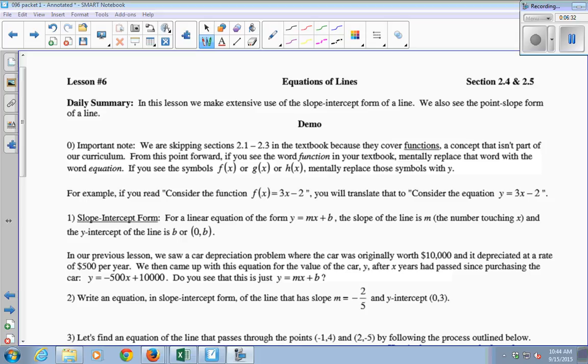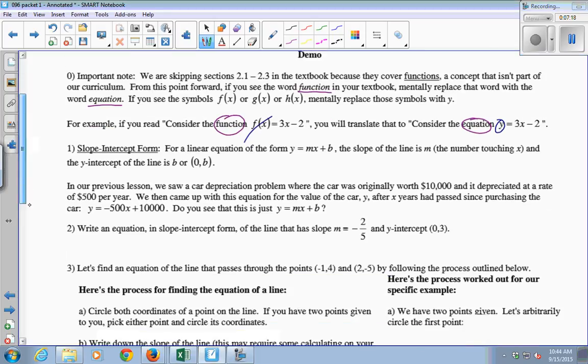From this point forward, if you see the word function in your textbook, mentally replace it with the word equation. And if you see symbols like f(x), g(x), or h(x), mentally replace those with a y. For example, if you read, consider the function f(x) = 3x - 2, you'd replace the word function with equation, and f(x) with a y. It's only going to happen once or twice. So function means equation, f(x) means y.